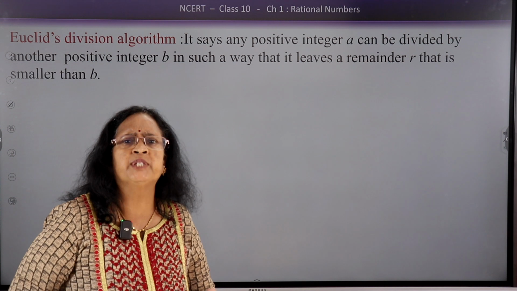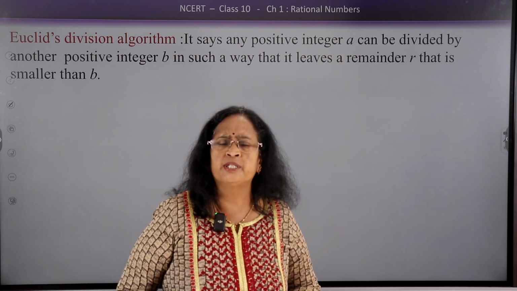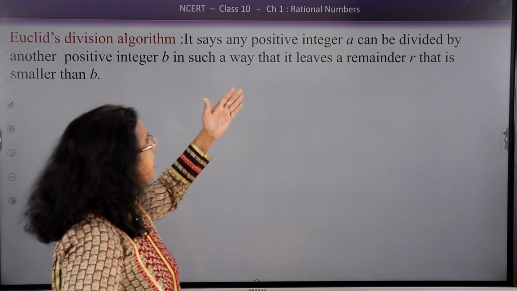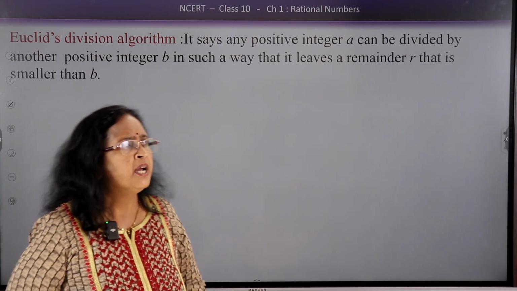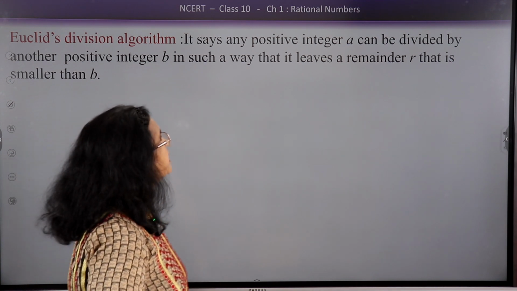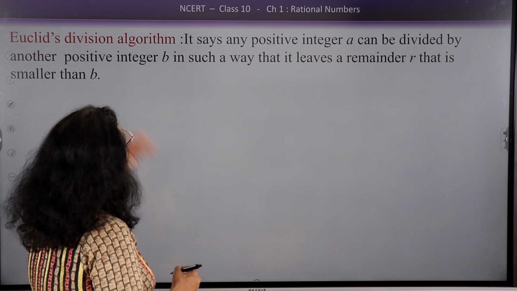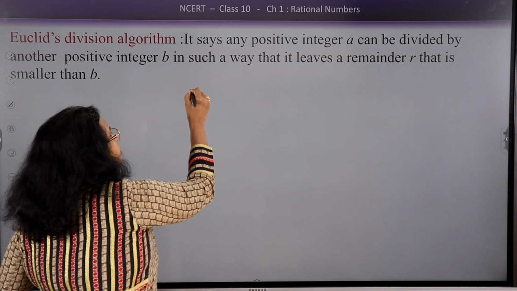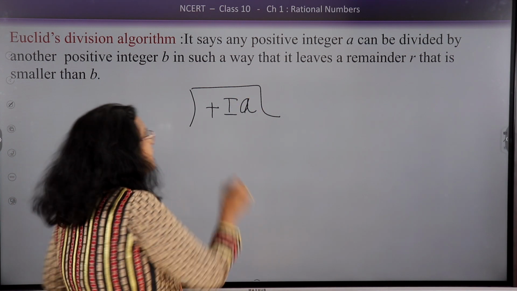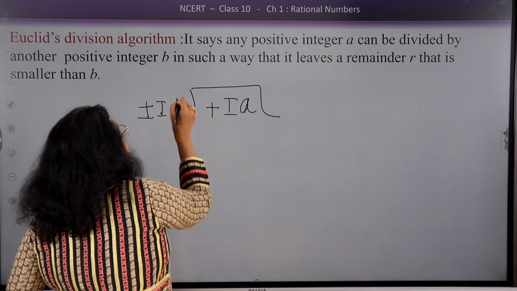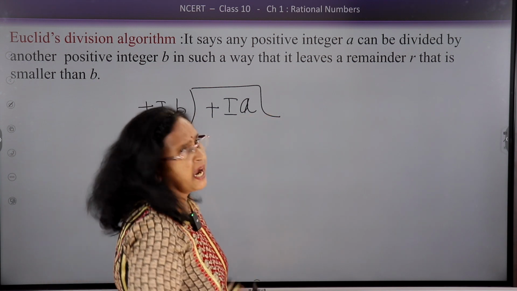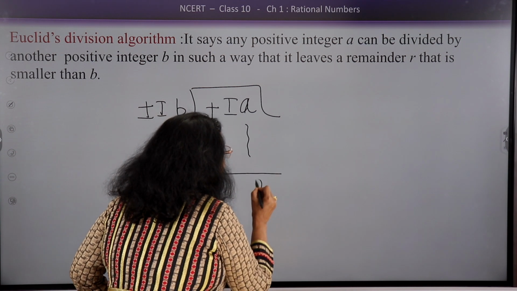Now, what is this division lemma? We have done simple division earlier, isn't it? What is this Euclid's division? It says that Euclid's division is always dealt with positive integers. Any positive integer a can be divided by another positive integer b. So how do we remember it? If a is divided by b, it leaves a remainder r.